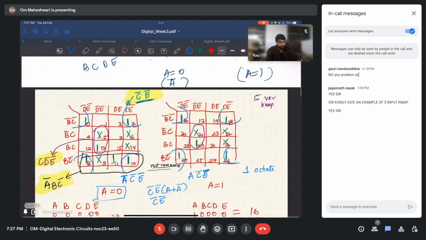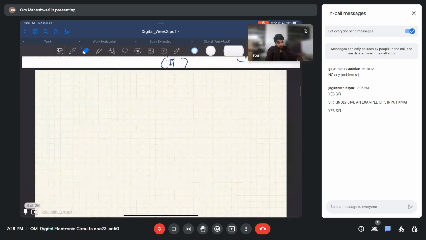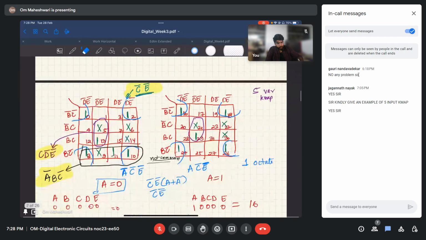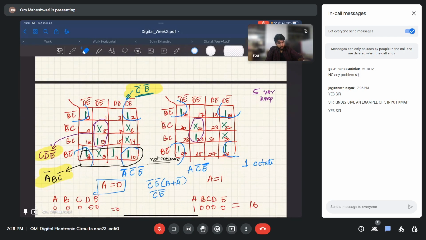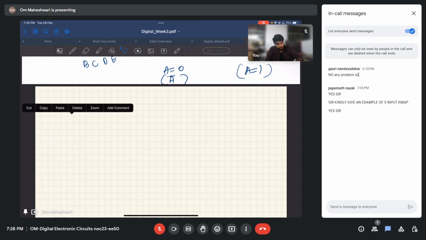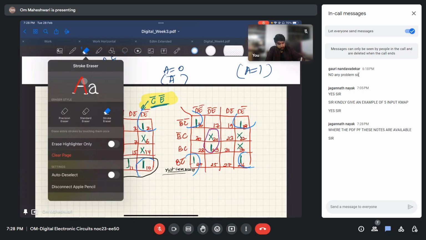I'll copy this whole page. Let me copy this. I'll erase the already fillings and I'll fill them again.